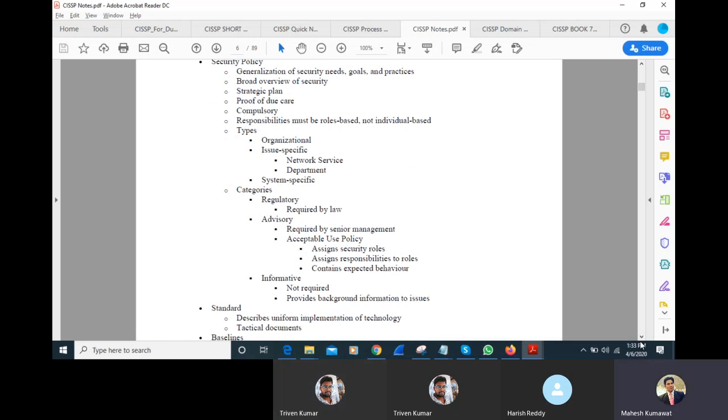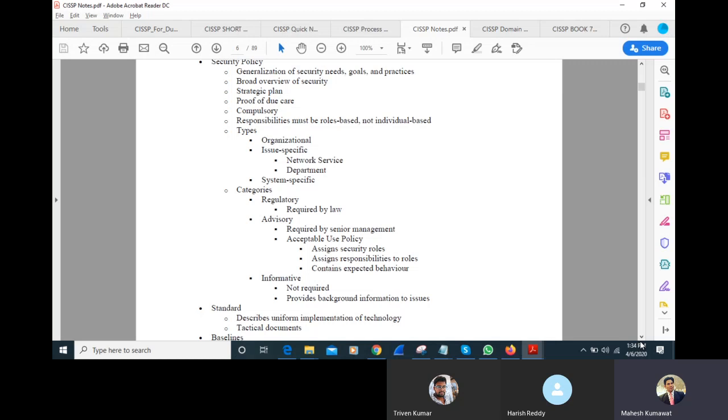Then we have some categories. We have regulatory, we have advisory, we have informative sort of things. Okay, so regulatory is required by the law. Advisory is basically required by senior management, acceptable use, assigns security rules, assigns responsibilities to roles, and contains expected behavior. Informative is basically not required, provides background information on issues.